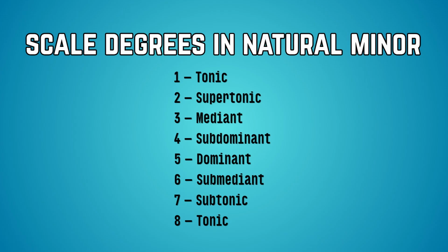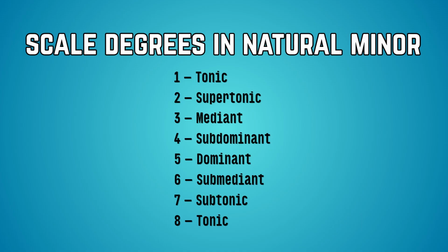Each note of a scale has a number and a name describing its role. These are called scale degrees. In a natural minor scale, the scale degrees are 1. Tonic, 2. Supertonic, 3. Mediant, 4. Subdominant, 5. Dominant, 6. Submediant, 7. Subtonic, and 8 returns to the tonic.